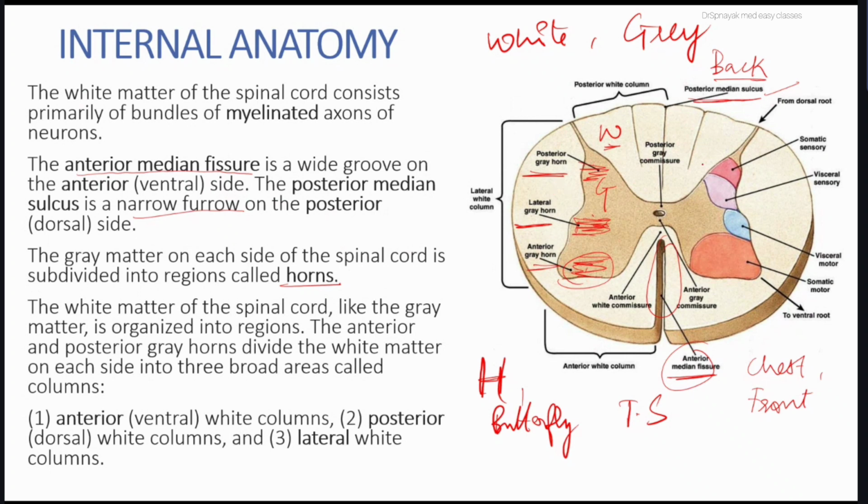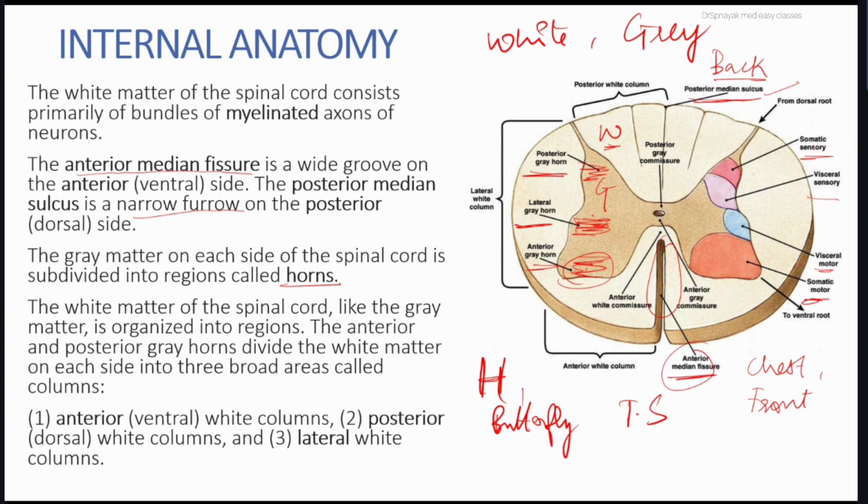And these are the functions or the type of stimuli that these gray horns carry. The posterior gray horns usually carry the somatic sensory, and the lateral gray horns usually carry the visceral sensory and visceral motor. That is, the lateral gray horn controls the smooth muscles or the involuntary actions that occur in our body. And the anterior gray horn usually has somatic motor functions.